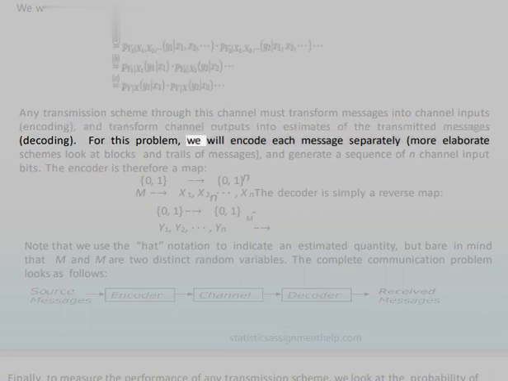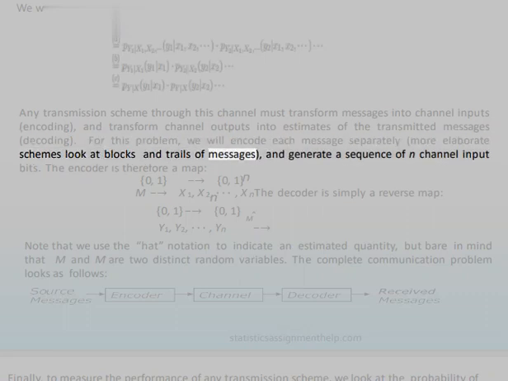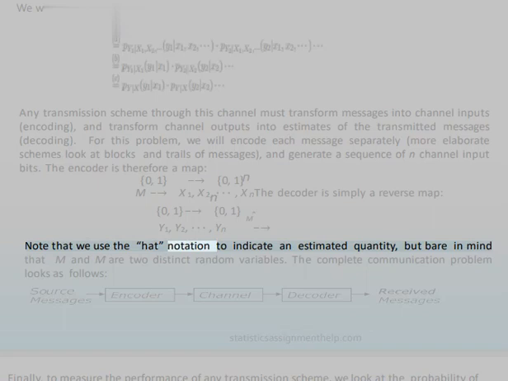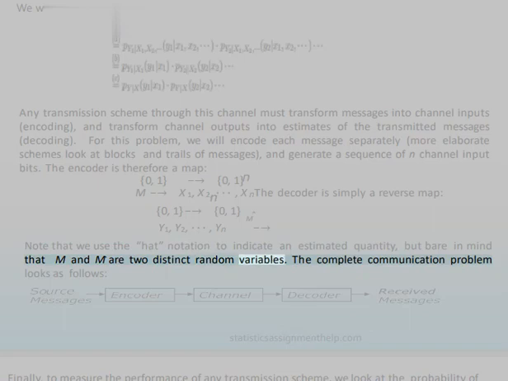For this problem, we will encode each message separately. More elaborate schemes look at blocks or trails of messages, and generate a sequence of n channel input bits. The encoder is therefore a map from {0,1} to {0,1}^n, m to x1, x2, ..., xn, and the decoder is simply a reverse map from {0,1}^n to {0,1}, y1, y2, ..., yn to m hat. Note that we use the hat notation to indicate an estimated quantity, but bear in mind that m and m hat are two distinct random variables.